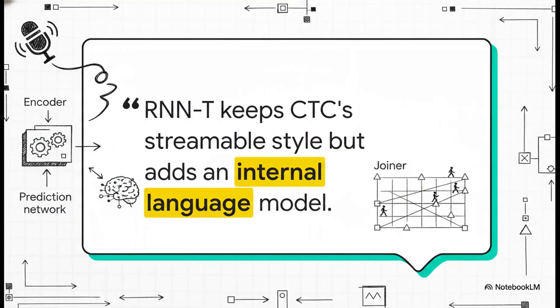In fact, if you ever find yourself sitting in an engineering interview and someone asks you to define RNN-T, just give them this 60-second elevator pitch. RNN-T is the transducer model. It keeps CTC's monotonic, streamable style, but adds an internal language model. Boom. Hit the nail on the head. You follow that up by explaining the encoder, the prediction network, and the joiner, walking that 2D lattice, and I guarantee you will completely nail the answer.